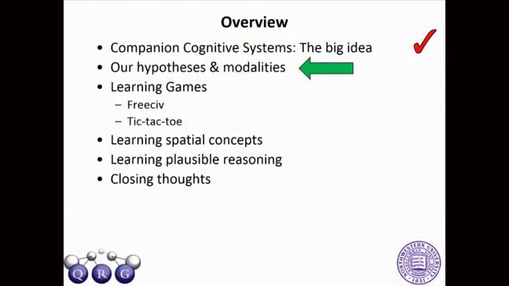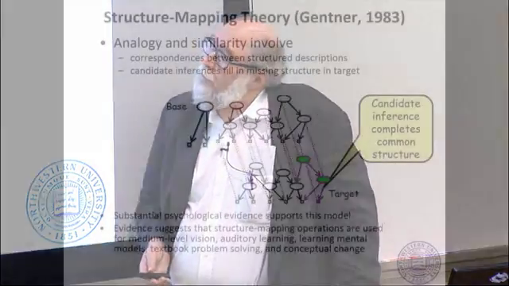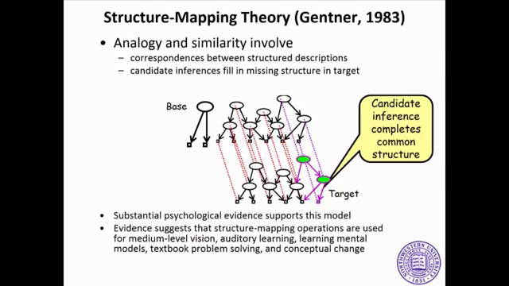And now I'm going to tell you about the hypotheses in a little bit more detail. I'm going to walk you through three kinds of examples. One is learning games, both strategy games and a very simple tic-tac-toe thing, and I'll show you a video of that. Learning spatial concepts and learning plausible reasoning. And one thing you'll see is that in all these cases, it doesn't take much data to actually learn these things. You can get a surprising amount if you know a lot and if you use analogical learning as your learning mechanism. By analogy, I mean Gentner's structure mapping theory.